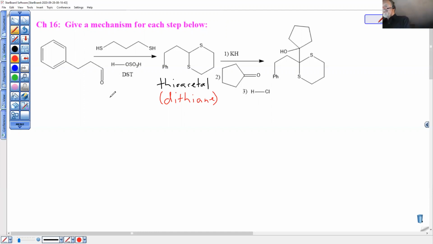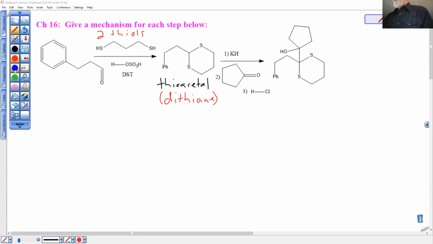Okay, what happens? We got 2 thiols. Do not let the fact that they're both in the same molecule throw you off. They will react independently as thiols. Acid catalyst, Dean Stark trap. This is good for all condensation reactions.